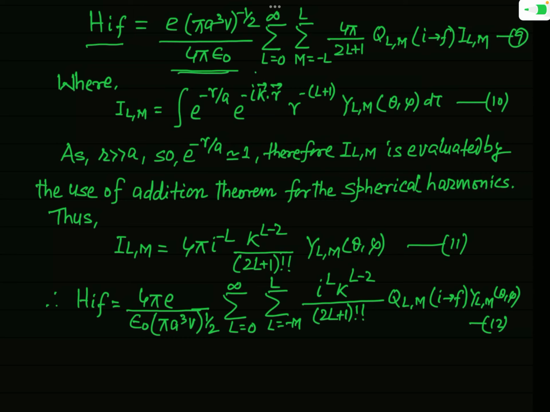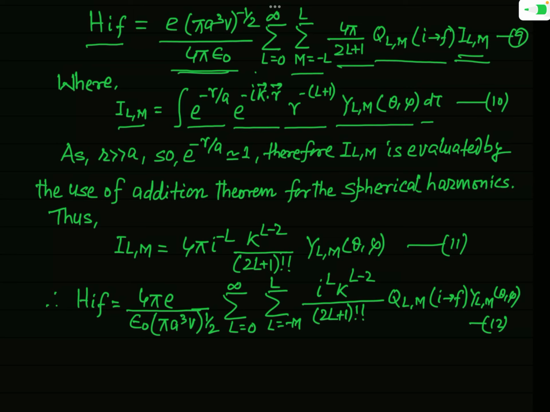And this is summation L from 0 to infinity and summation M from minus L to L, times 4 pi over 2L plus 1, Q_LM I to F, I_LM. Here I have written I_LM for a particular integral. You can see I_LM has been written for this integral: the integral of e raised to the power minus r by a, times e to the power minus i k dot r, times r to the power minus (L plus 1), Y_LM of theta, phi, d tau.